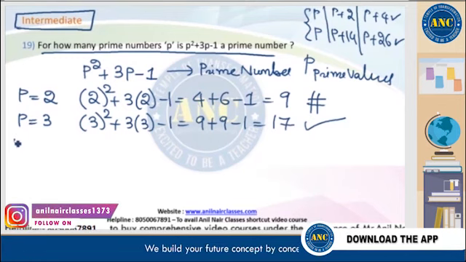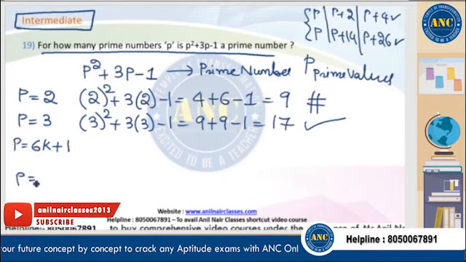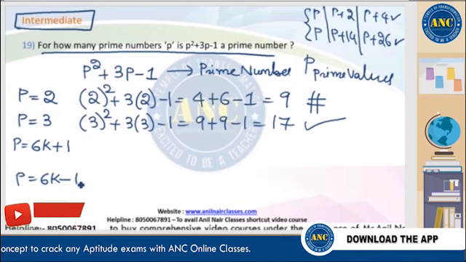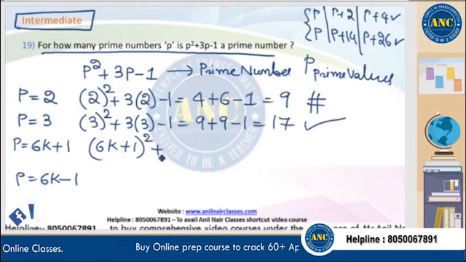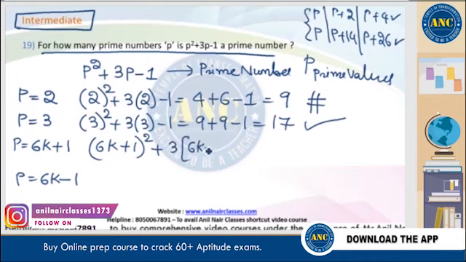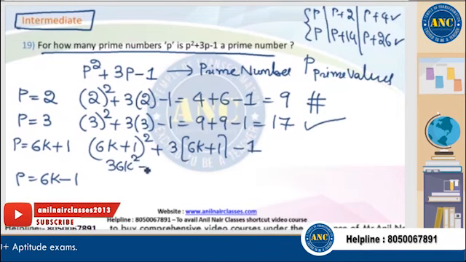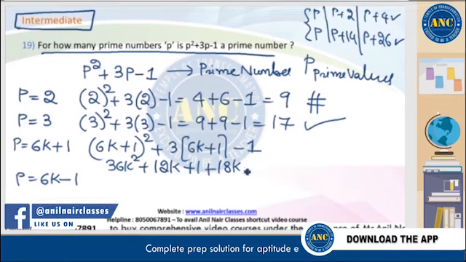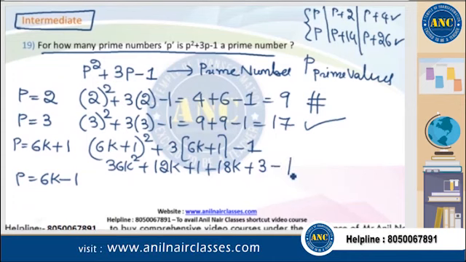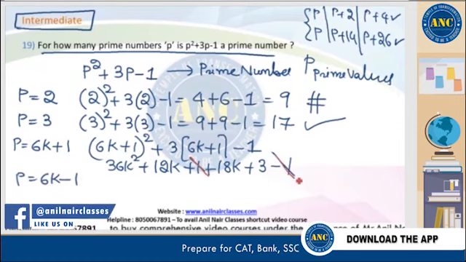Every prime number greater than 3 is of the form 6k plus 1 or 6k minus 1. Another beautiful application of this concept. So if I take 6k plus 1, it becomes 6k plus 1 whole square plus 3 into 6k plus 1 minus 1, which is 36k square plus 12k plus 1 plus 18k plus 3 minus 1. Minus 1 plus 1 cancel.